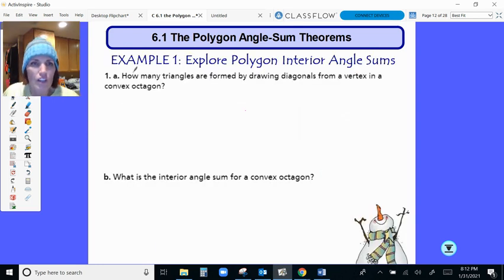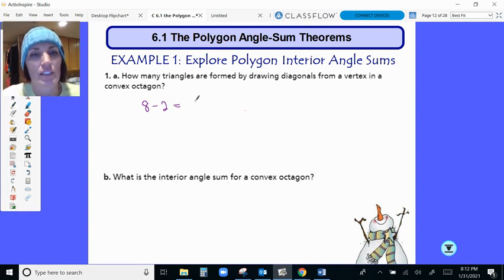Okay, so now we're going to practice a little bit. How many triangles are formed by drawing the diagonals from a vertex of a convex octagon? So an octagon has 8 sides. So we would take 8 minus 2, and it would give us 6 triangles.